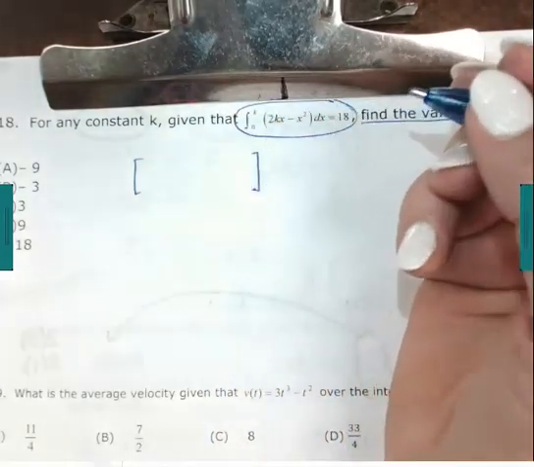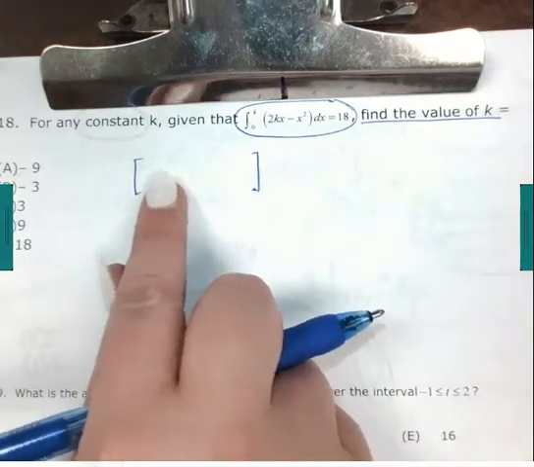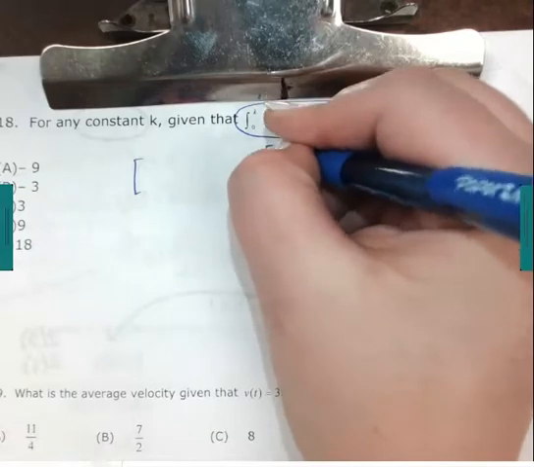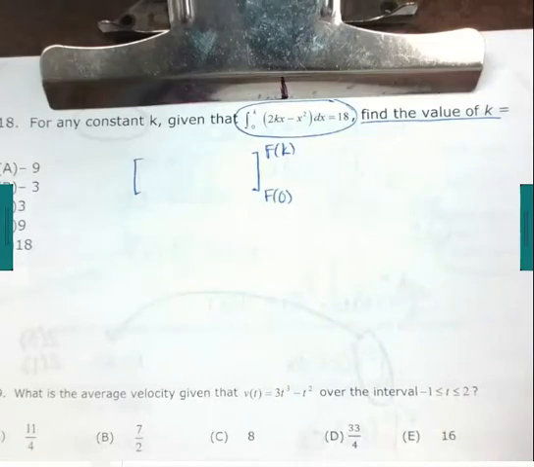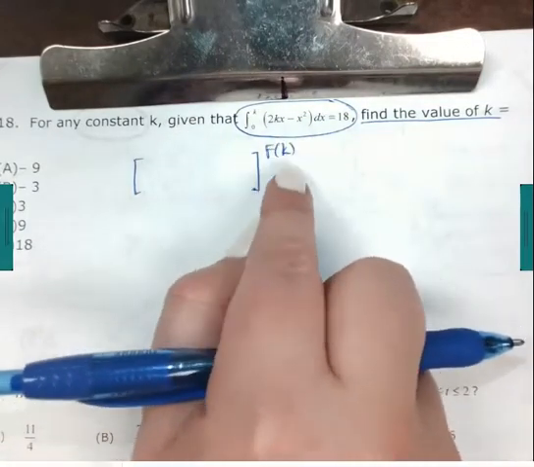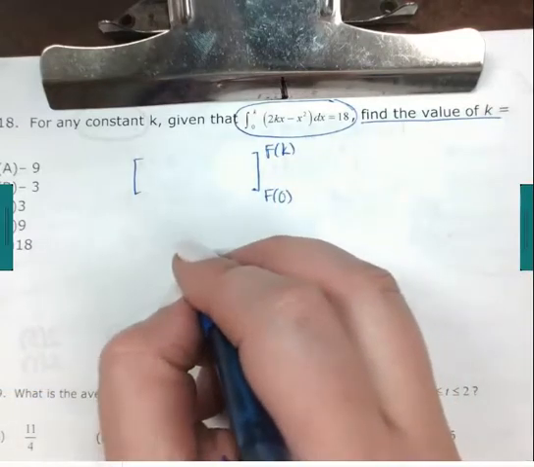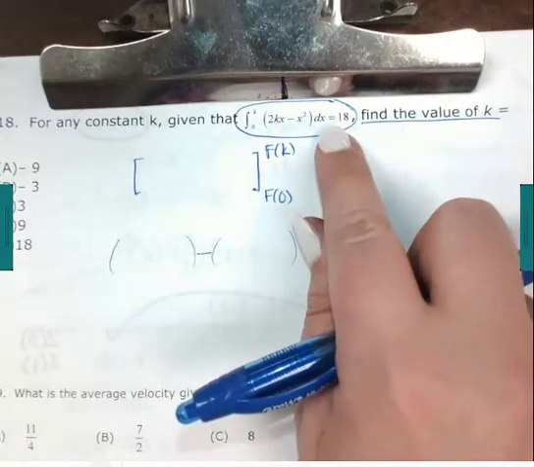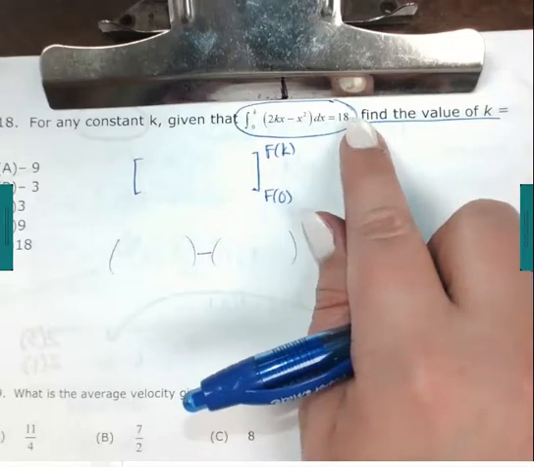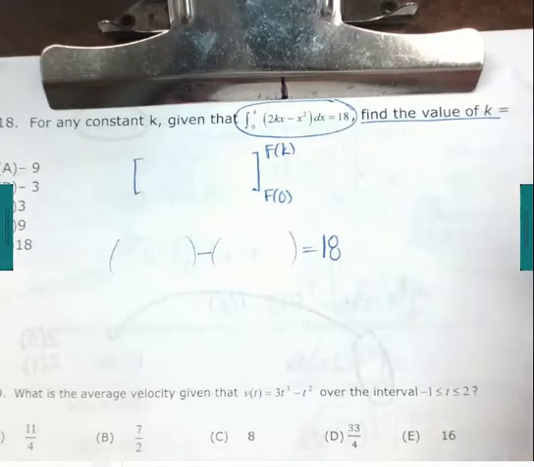I would put it in brackets, right? So you're going to take this middle part here. You're going to find the antiderivative. Then what are you going to plug in? F of k, then f of 0. Once you find these two things, what are you going to do with them? Subtract. So you'll do one minus the other. And what is the answer supposed to be equal to? 18. And then what are you going to do after you set it equal to 18? You're going to find the value of k.